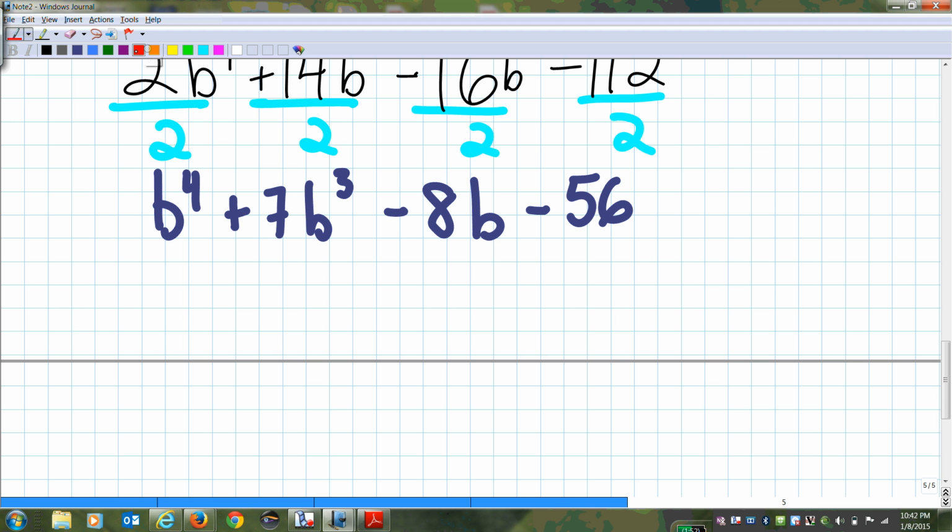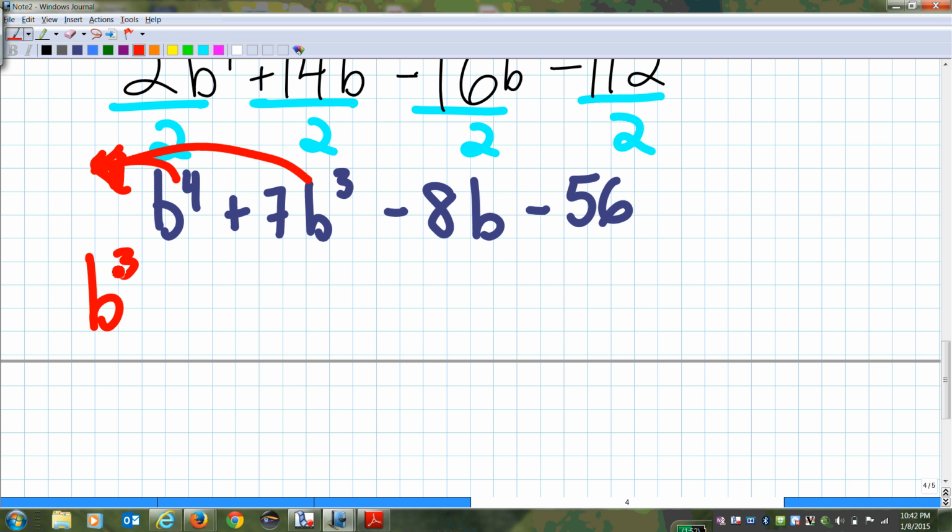So you ask yourself what you can pull out that would be common. And you see here we can pull out b to the third. So we're going to pull out b to the third out of both. We're going to go backwards because we can easily pull out b to the third and see what we get. So we're going to get b to the third, and what's left behind is going to be b plus 7. Did I lose you there? Because you pull out b to the third, it's b plus 7.